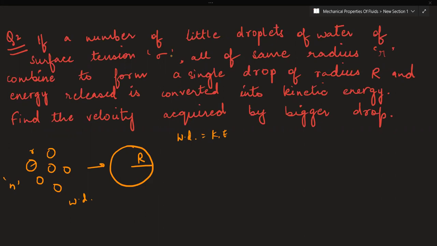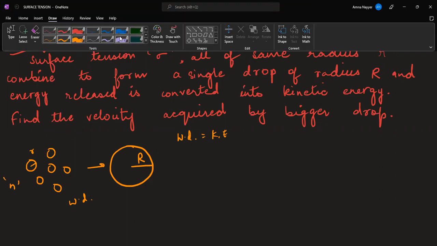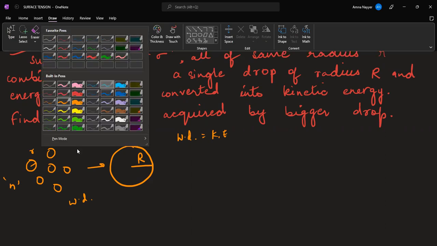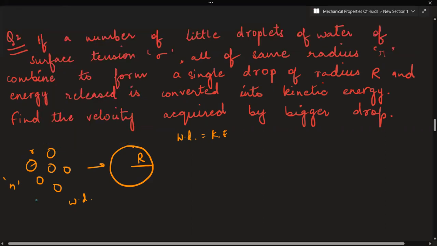To get the relation between the small radius and the capital radius, you can do one thing. See, the volume will remain the same. The volume of all these drops will be equal to the volume of this one big sphere. So you can equate the volume of both of these. You can take the volume of these small spheres and equate them with the volume of this bigger sphere.